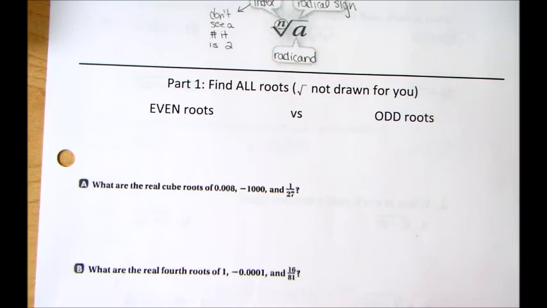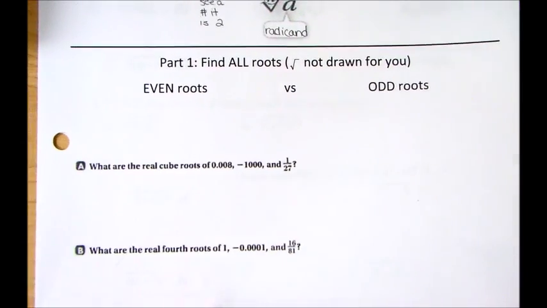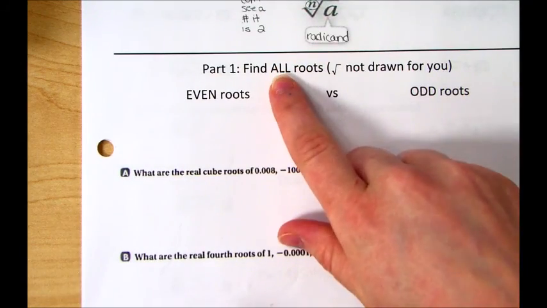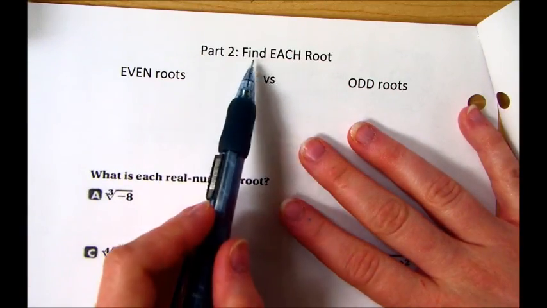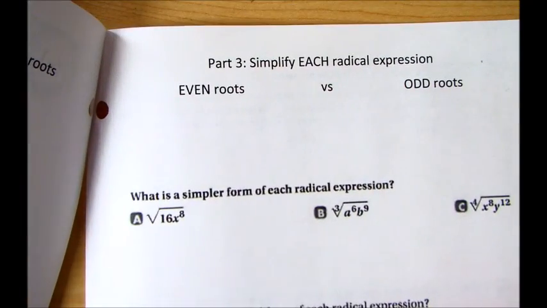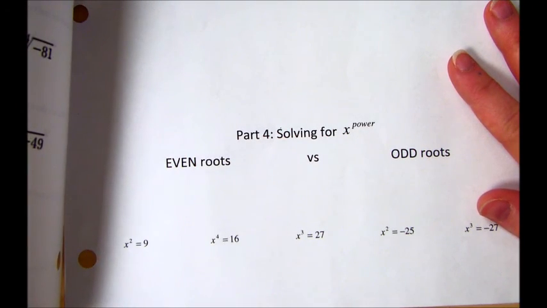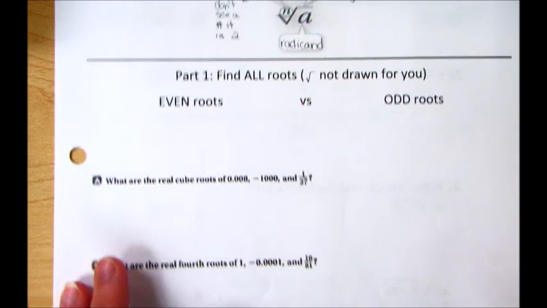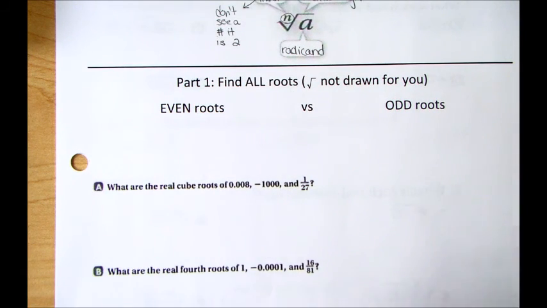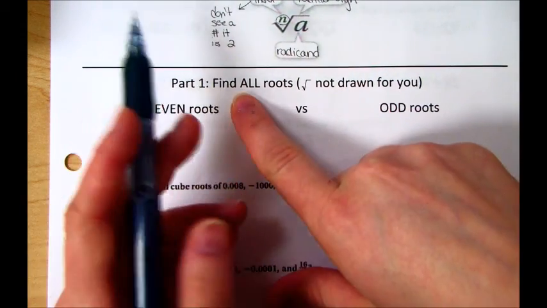So there are 4 parts. I redid the notes just so I can try to break 6.1 into the 4 parts that exist. Part 1, the directions will say find all roots. Part 2, the directions will say find each root. Part 3, the directions will say simplify each. In part 4, you have to know how to solve for x to a certain power. So I tried to break the notes down to make sense, and the classwork should really, hopefully, flow pretty well from this. Okay, let's start with the directions.